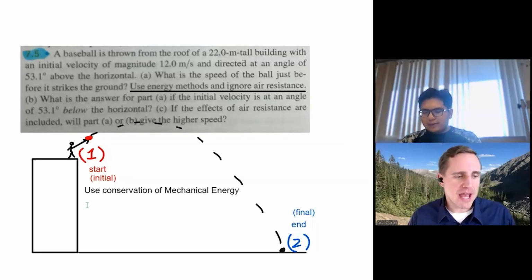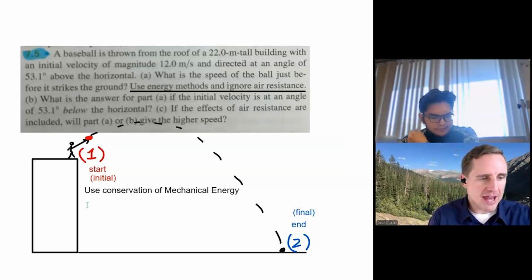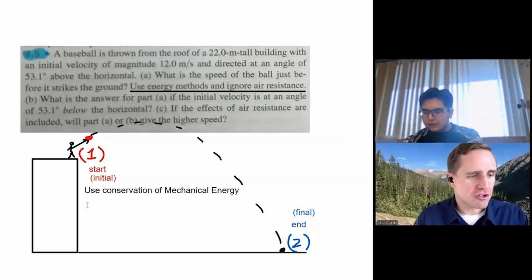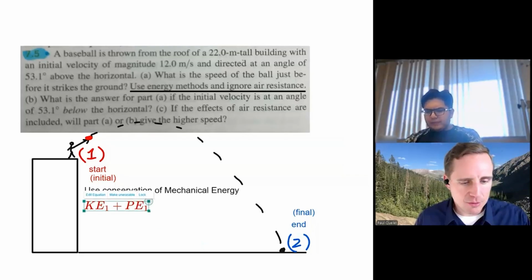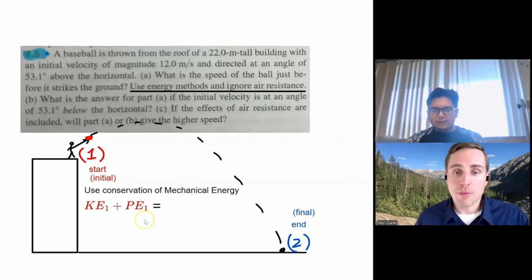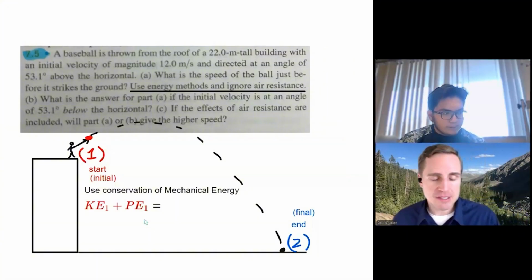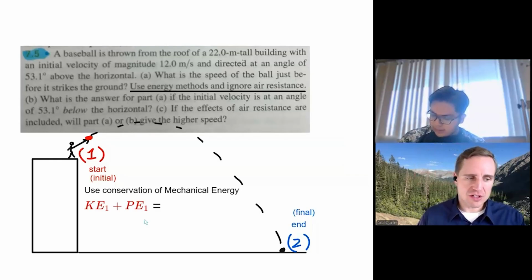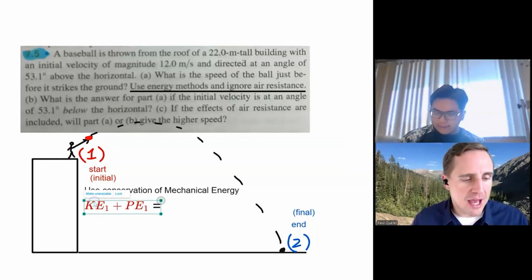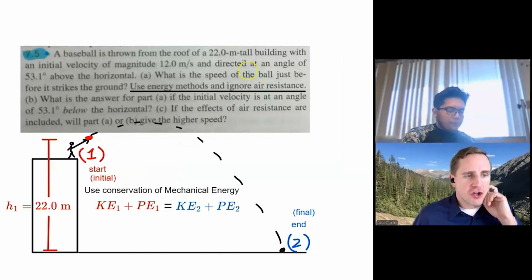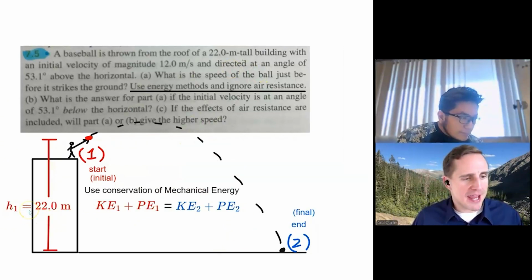Now the conservation of mechanical energy says that the kinetic energy at point 1 plus the potential energy at point 1, what does that equal to? Remember, mechanical energy is just the sum of KE plus PE, kinetic energy plus potential energy. If that's conserved, then whatever it was at position 1 should equal at position 2. Does that make sense? The initial height is known. I labeled that as h1.